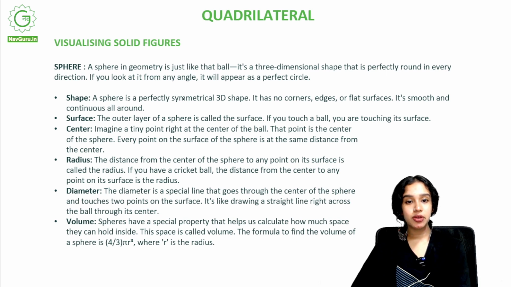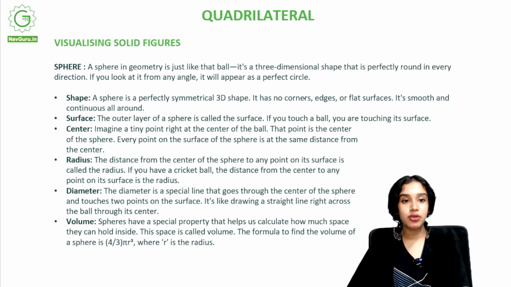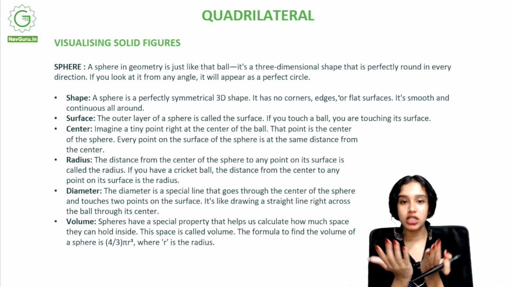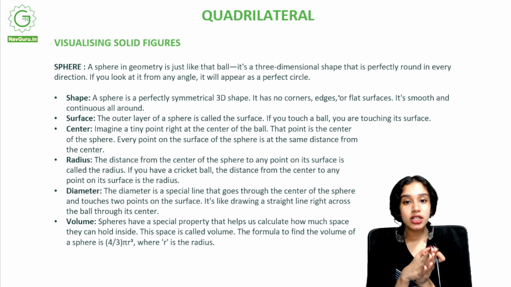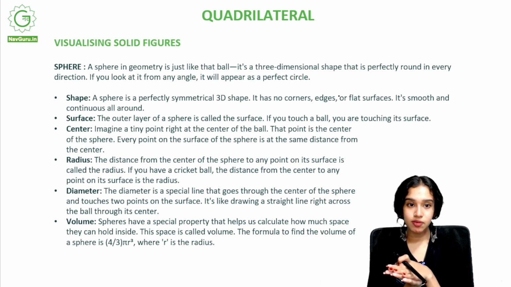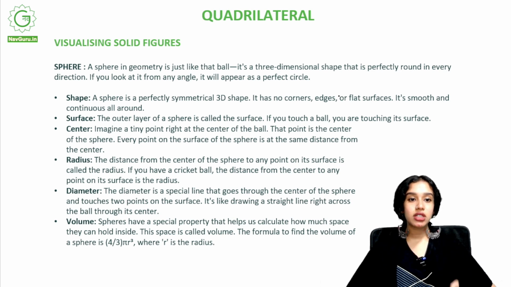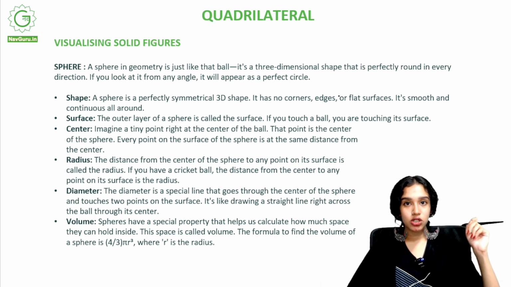A sphere is a perfectly symmetrical 3D shape. It has no corners, no edges or flat surface. It's rounded, smooth and continuous all around. Surface. The outer layer of a sphere is called the surface. If you touch a ball, you are touching its surface. So, what is the surface?